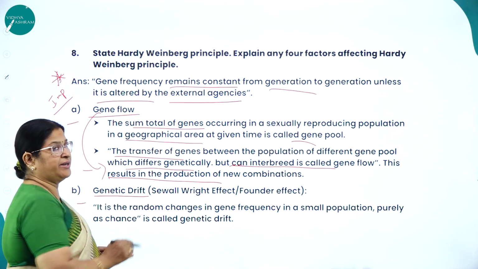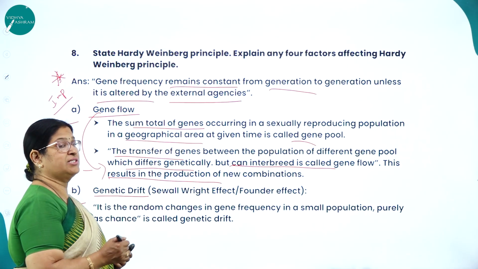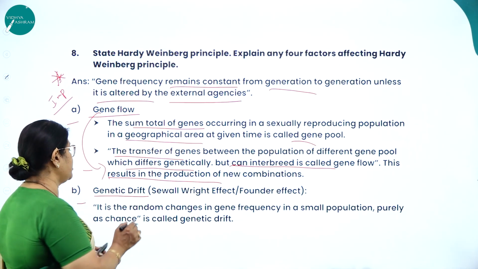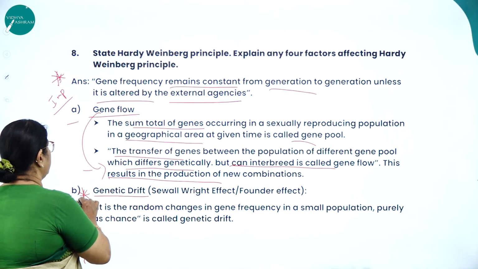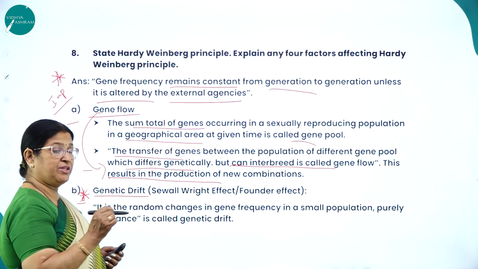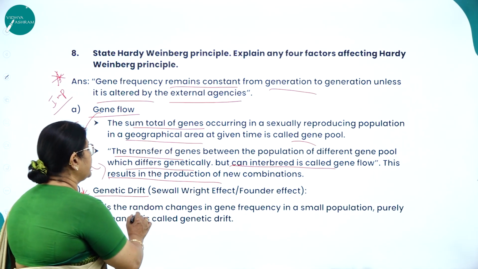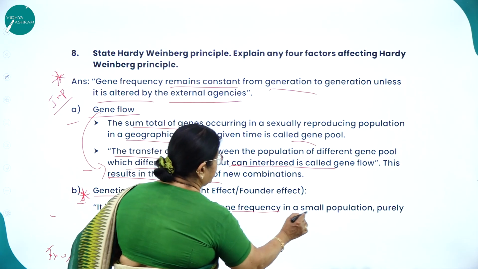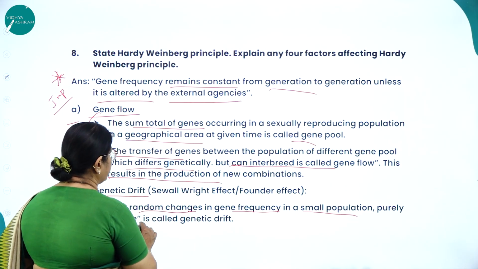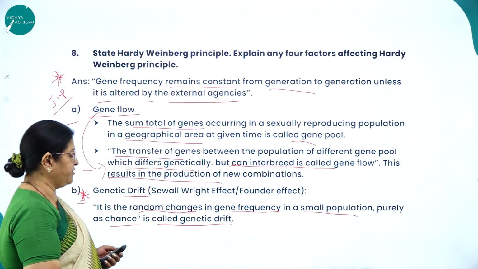Next comes genetic drift. Genetic drift is also called the Sewall-Wright effect or founder's effect. This is also a very important concept, one of the important factors that affects the Hardy-Weinberg principle. It is the random change in gene frequency in a small population purely by chance, and it is called genetic drift.